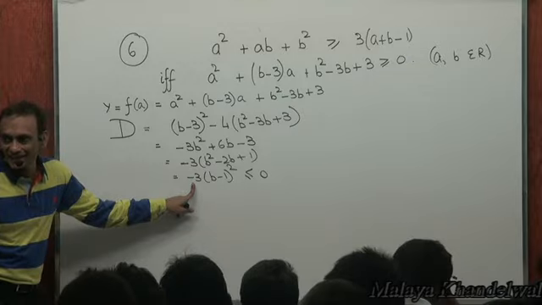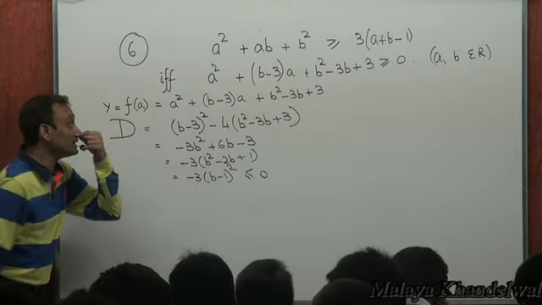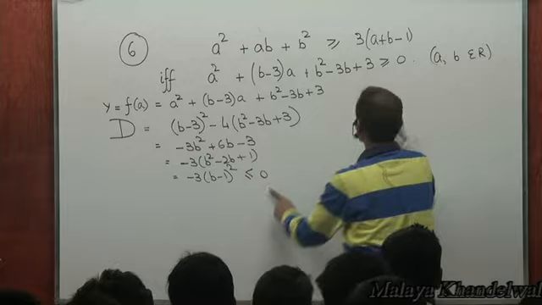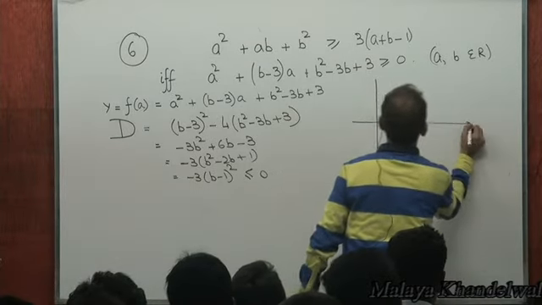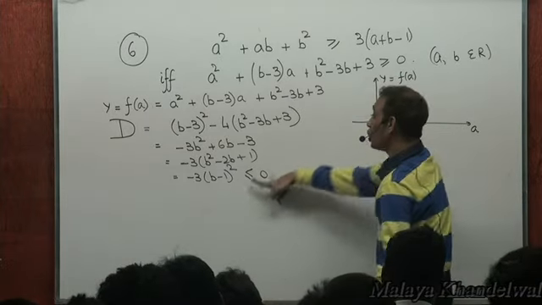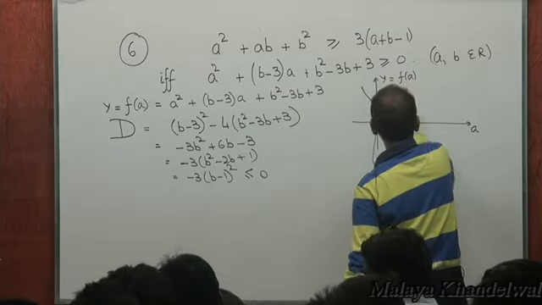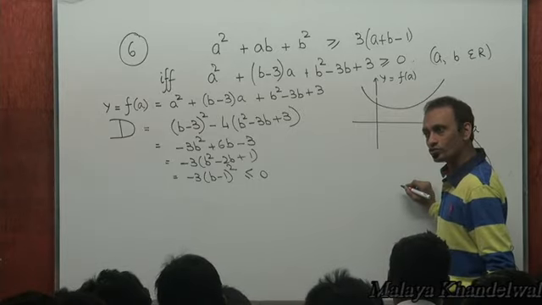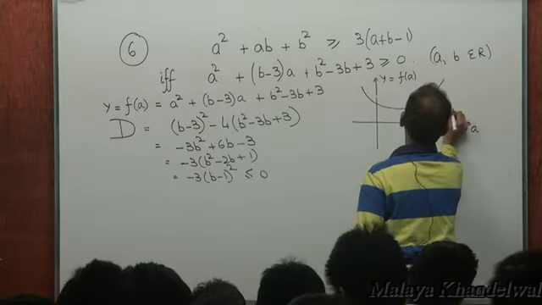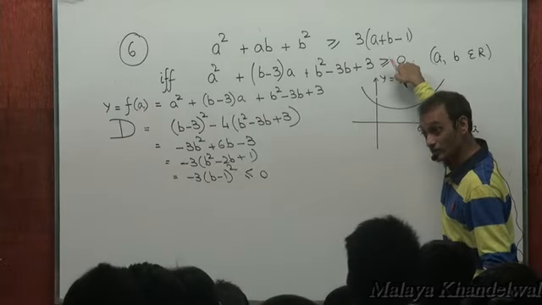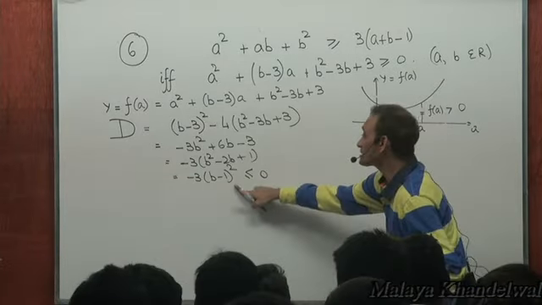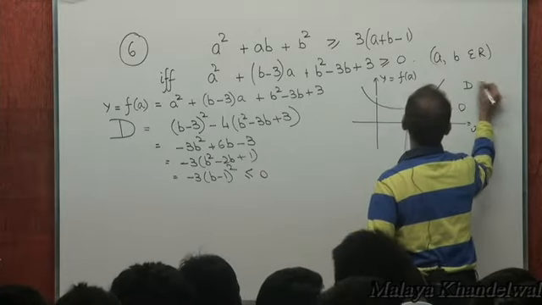The discriminant of this quadratic is less than or equal to 0. That means the graph of this can have two possibilities. When discriminant is less than 0, the graph of y equal to f(a) versus a is an upward opening parabola with no real roots. In which case, for any given a, f of a would be greater than 0. That's one possibility when the discriminant is less than 0.